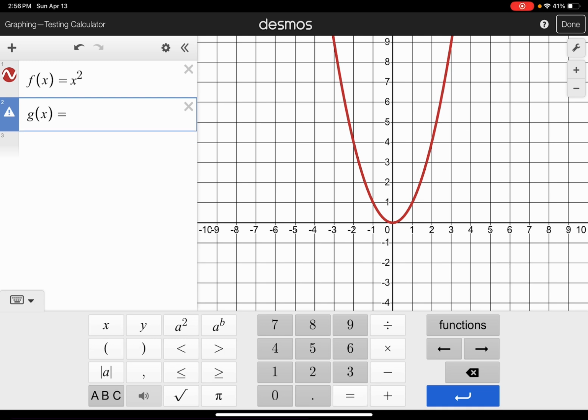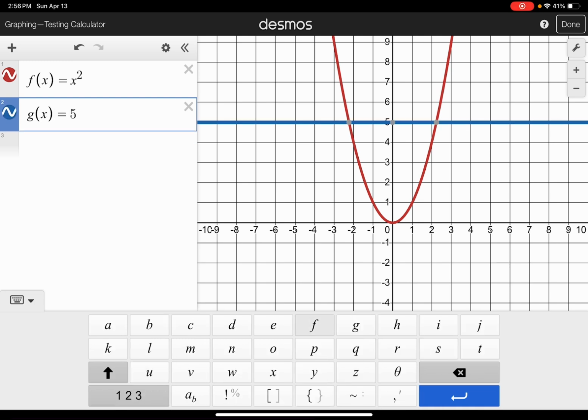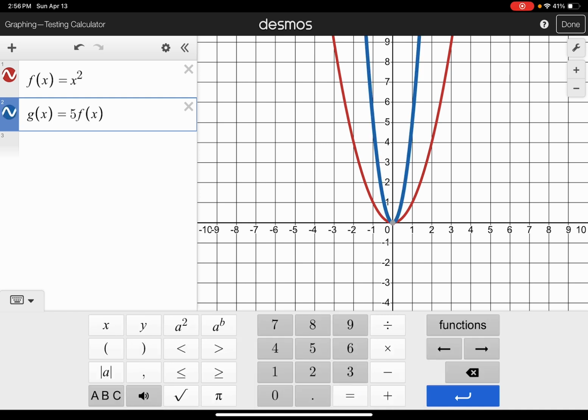Now in our notes, the very first example we were given is g of x, and that equaled 5 times our f of x. So when you think of a number that is greater than 1, because in the parent function, the number in front of your x squared value is always a 1.